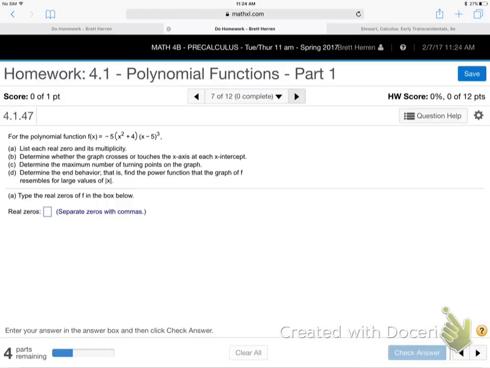All right, so, yeah, they're going to want us to go through all the deal. Let's start with listing each real 0 and its multiplicity. So can you do that? Can you take that expression? Now we're going the other way, right? Instead of giving us the zeros and asking us to come up with the equation, they're giving us the equation and asking us to come up with the zeros. So can you do it this way? Can you take that equation and find out what would make it 0? So really, you can just set the thing equal to 0, huh? And solve it.